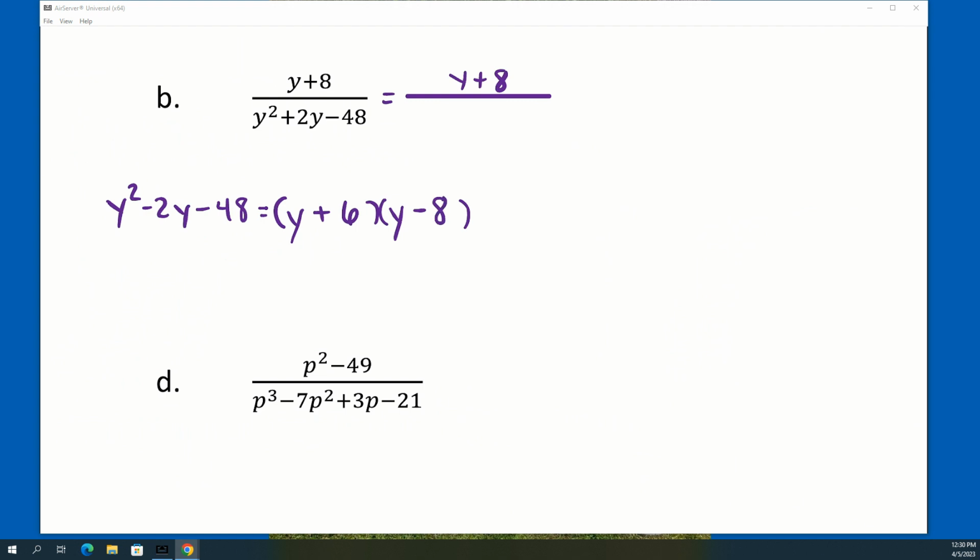And you know what? I wrote the problem down wrong. Sorry. I actually want the 2 to be positive. So we're going to have the bigger number be positive.